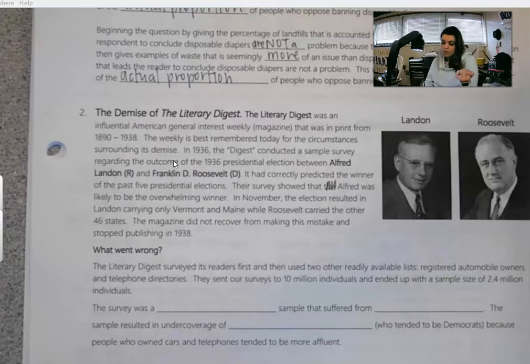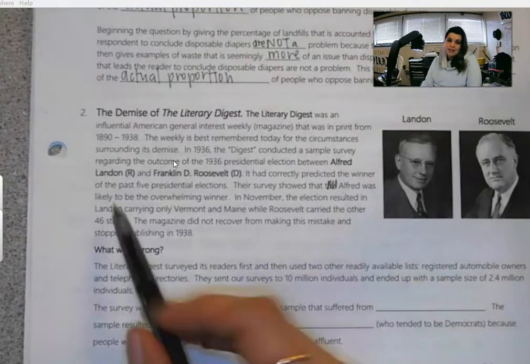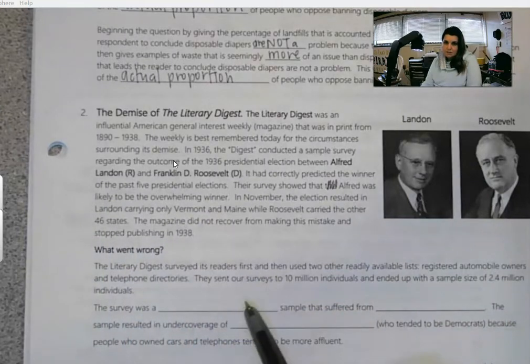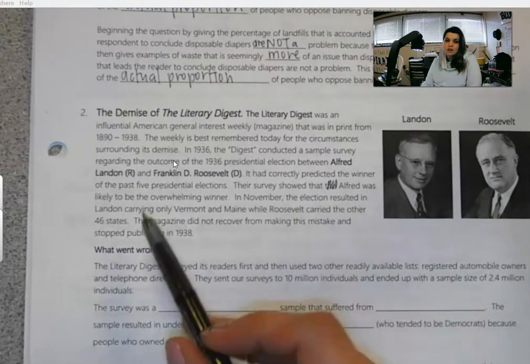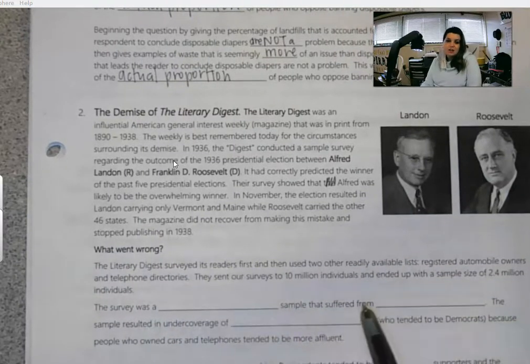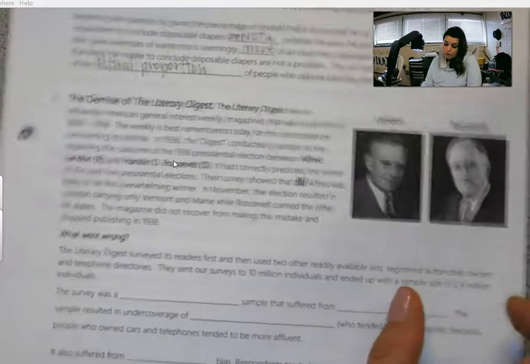Well, November rolls around. The election resulted in Landon carrying only 2 states. Meanwhile, Roosevelt carried the other 46 states. The magazine did not recover from making this mistake and stopped publishing 2 years later. So after they predicted the election wrong, they lost most of their readership. That's a doozy. So what went wrong?